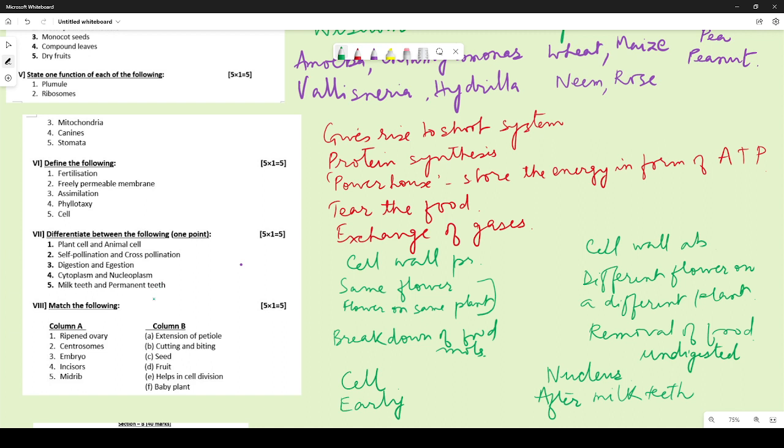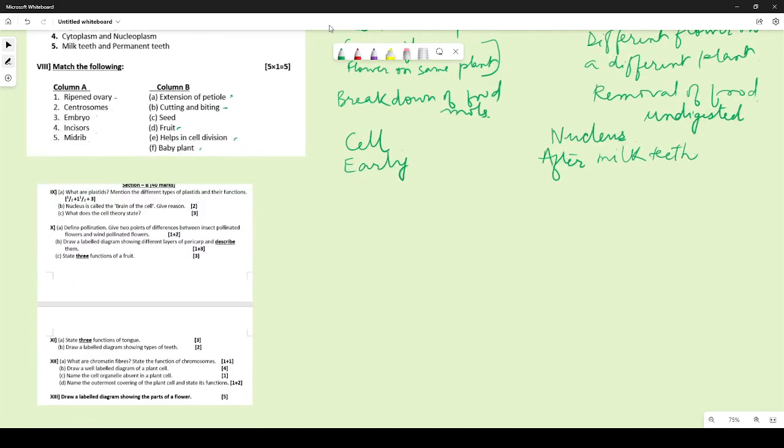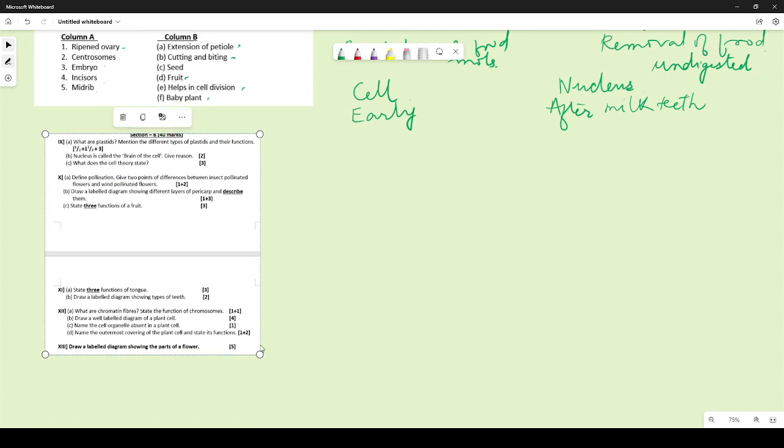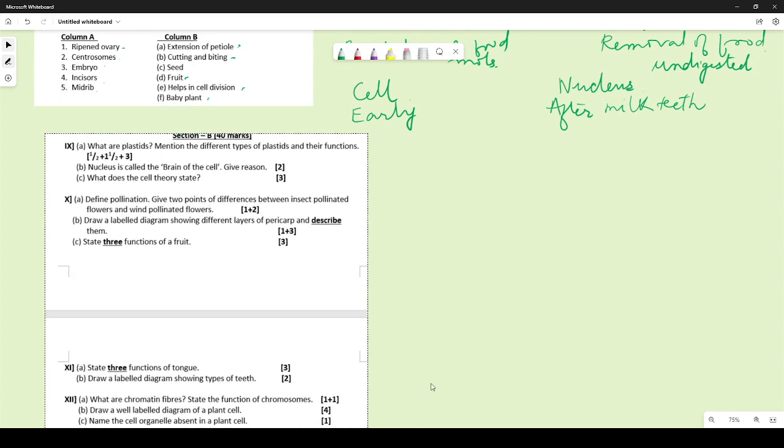Now we come to match the column. Ripened ovary, fruit. Centrosome helps in cell division. Embryo, baby plant. Incisors, cutting and biting. Midrib, extension of petiole. So this is an extra option that has been given to you just to confuse you. Alright, so now let us move on to this next part. This is the last part. Let me expand it a bit so that you can see it clearly.